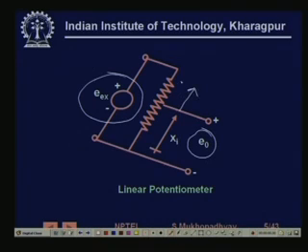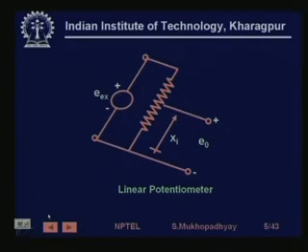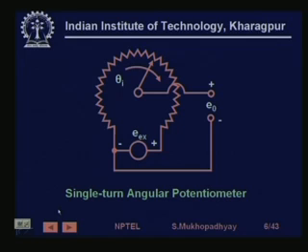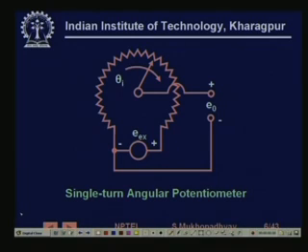So as it moves towards this, the voltage increases, and as it moves towards this point, the voltage decreases. Similarly, you can also use a similar configuration for angular motion sensing. So for example, this is a case where you have a single turn angular potentiometer. The only thing is that now the movable jockey, rather than moving in a linear fashion, is going to move in an angular fashion, and then the resistance coil is also wound in an angular fashion. That is the only change. As such, circuit wise there is no change.